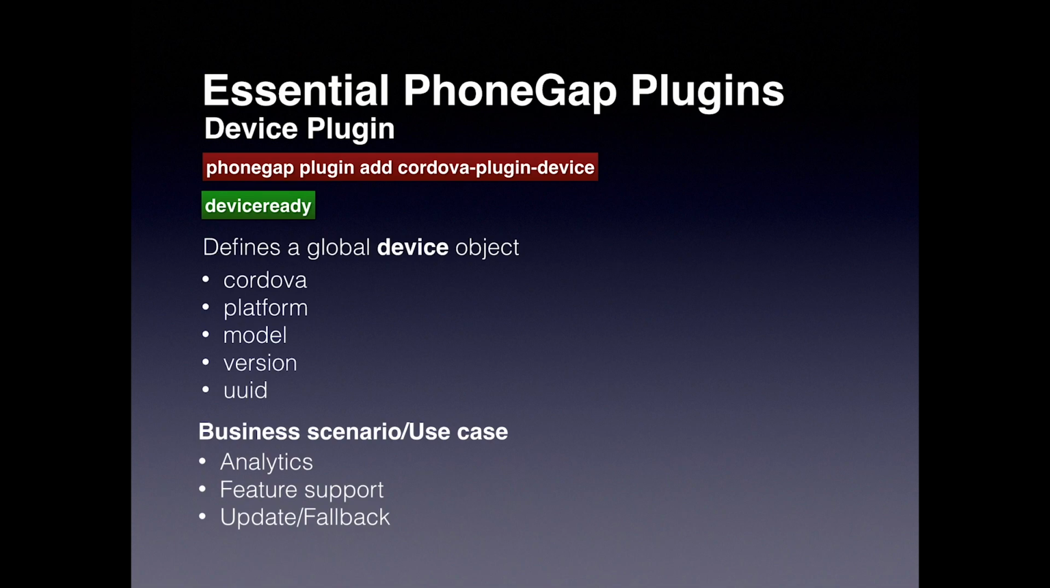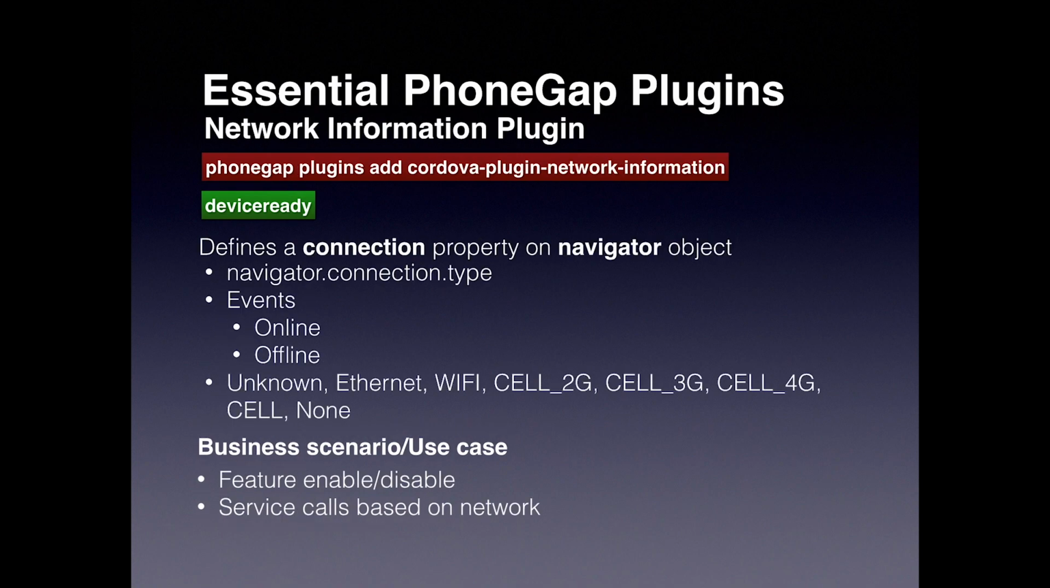Device plugin is the plugin that provides you the detailed information about the device that you are running the app on. So is it an Android, is it an iOS, what's the hardware of it, what's the version of the Cordova that you are using, etc. What can the device plugin be used for?